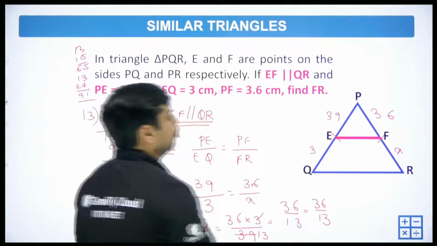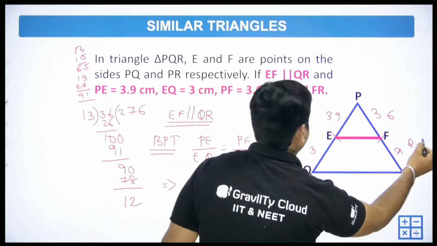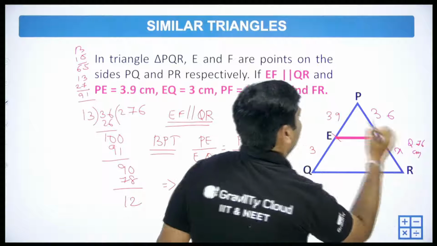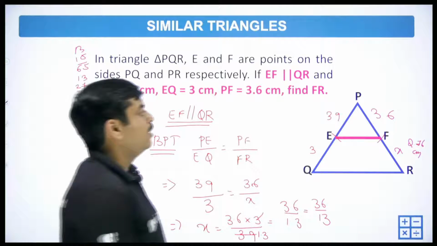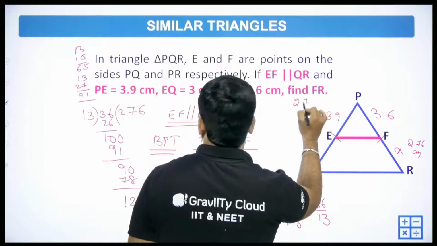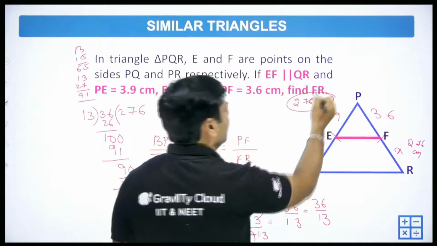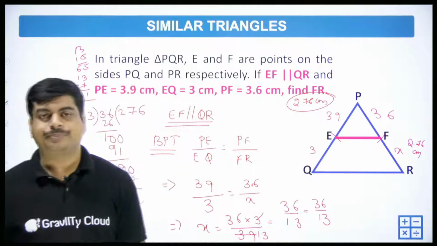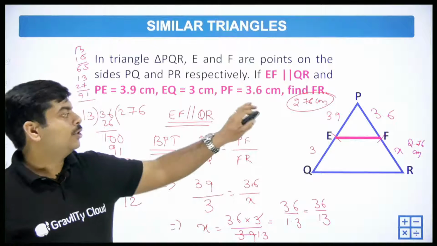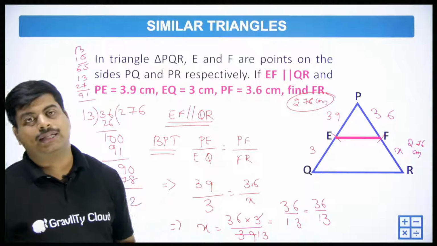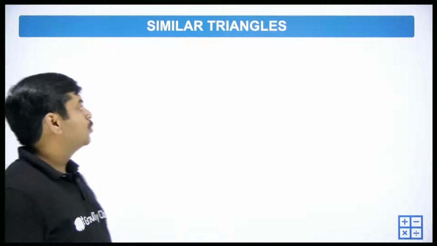So the other side will be 2.76 centimeters. So the value of FR is 2.76 centimeters. It is an approximate value, not exact. This is how you can use the basic proportionality theorem. Let's move ahead to the next question.